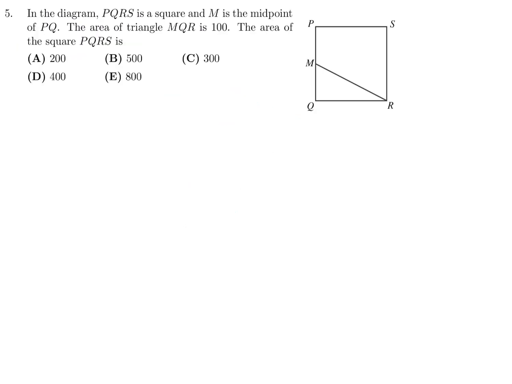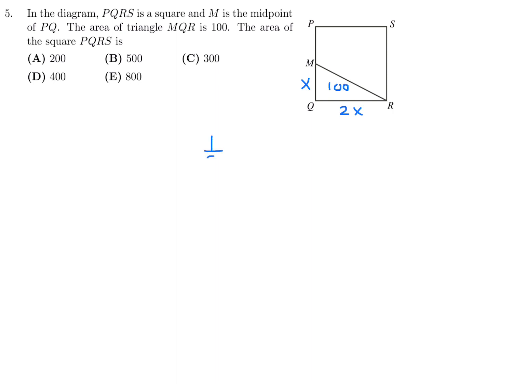In the diagram, PQRS is a square, and M is the midpoint of PQ. The area of triangle MQR is 100. The area of square PQRS is. Well, let's label this 2x, and since M is the midpoint, MQ will be x. Now they told me MQR is 100, this triangle.